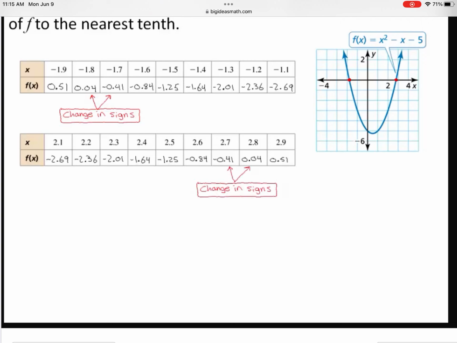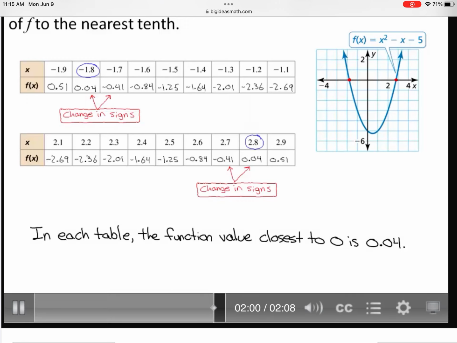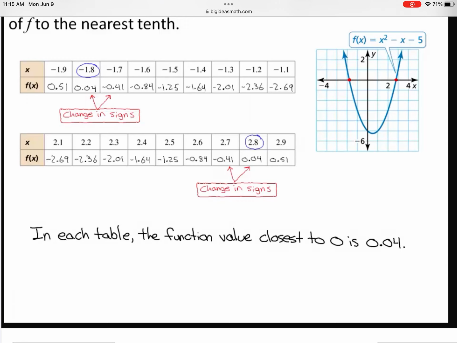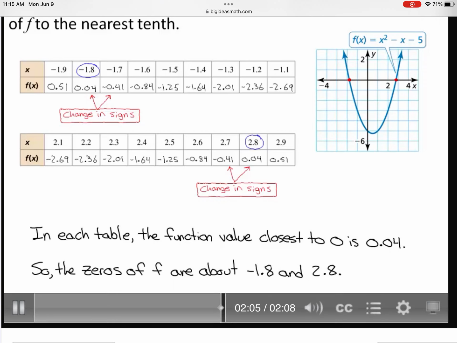The function values that are closest to 0 correspond to x values that best approximate the zeros of the function. In each table, the function value closest to 0 is 4/100ths. So the zeros of f are about -1 and 8/10 and 2 and 8/10.